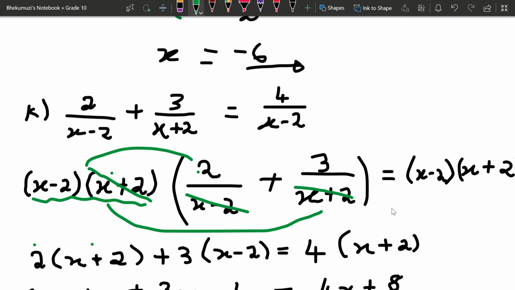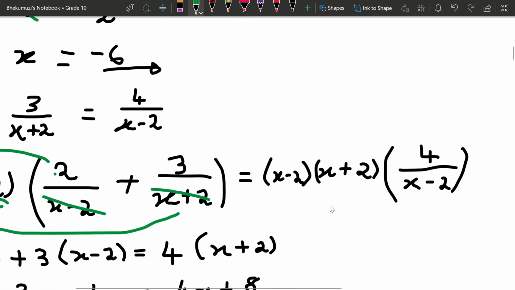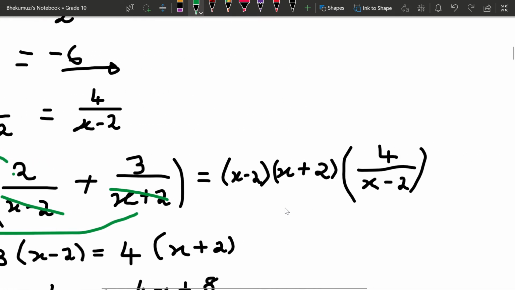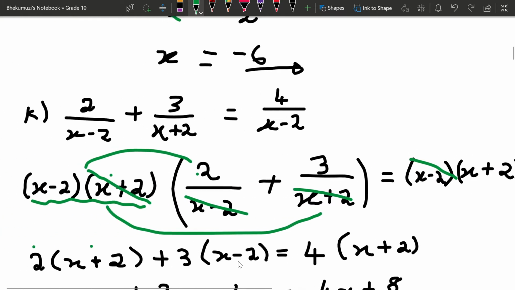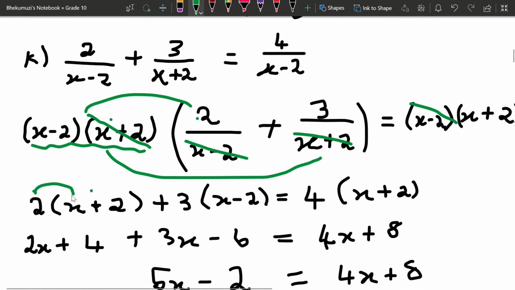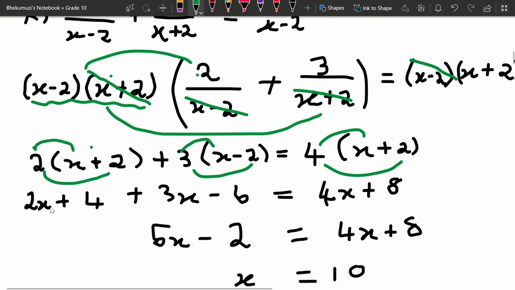And then on the other side, the same thing applies. Remember, what you do on the left hand side, you must do on the right hand side. So again, in this case, you have x minus 2 and x minus 2, so these two will cancel out. You'll be left with 4 and x plus 2, so it will be 4(x plus 2). And then from there, you know distributive rules. You apply distributive rules throughout, and then you solve the equation. So you find 2x plus 4 plus 3x minus 6 is equal to 4x plus 8.